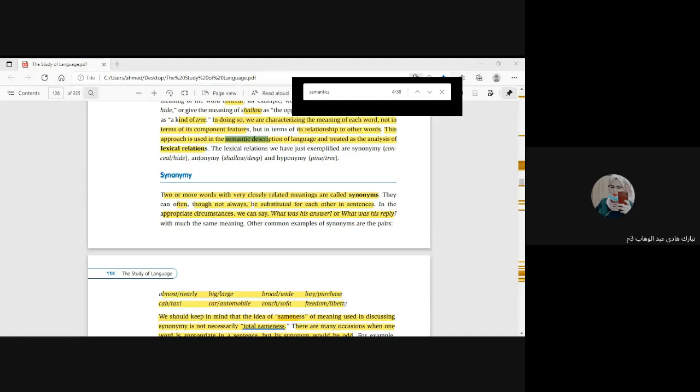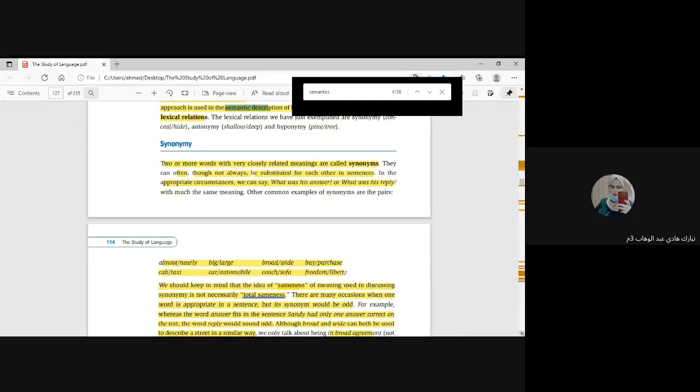Sometimes there are many occasions when one word is appropriate in a sentence, but its synonyms will be odd. For example, Sarah had only one answer correct on the test. The word reply is a synonym of answer, but would sound odd. It sounds odd. Good. So what Tabarak used is the example in the book, answer and reply.